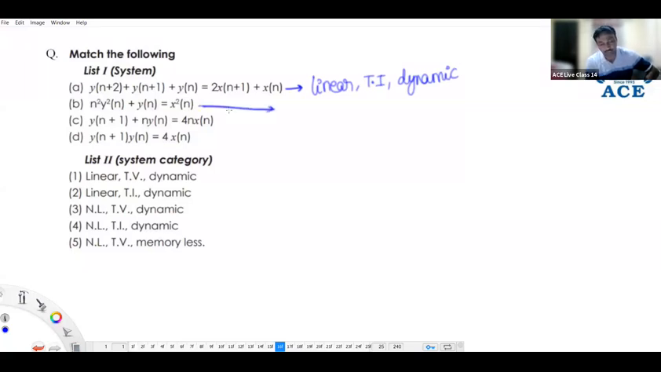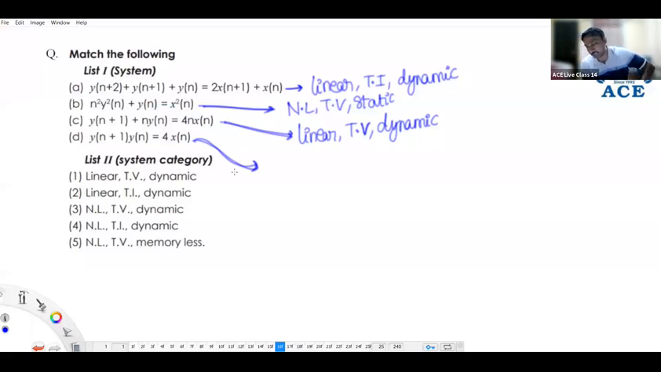In the second one, a square is there, which means non-linear, time invariant, static, because the instant of time is the same for y(n) and x(n). The third one, y(n+1) + n y(n) = 4x(n), means linear, time variant, dynamic. n and n+1 indicate dynamic.